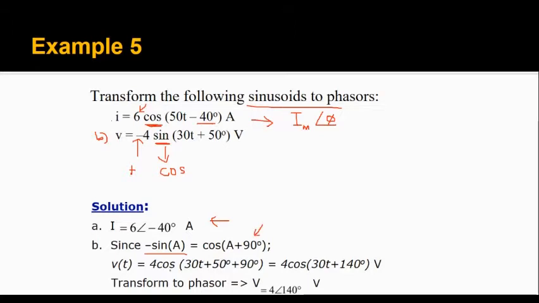So we have v(t) equals 4 cos 30t plus 50, this is the original phase, and then you add 90 over here, because you want to change from the minus sine function into a positive cos function. So now you have the phase angle as 140 degrees. Now you have 4. Since this is already in the cos function, only now do you change it into the Phasor domain: 4 with the phase angle of 140.